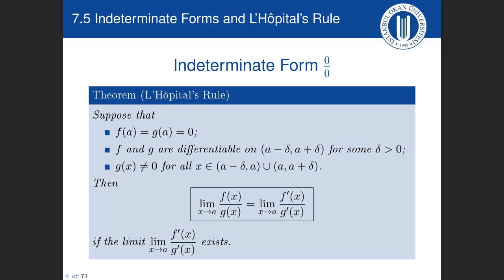Then L'Hopital's rule says that the limit as x tends to a of f of x divided by g of x is equal to the limit as x tends to a of f prime of x divided by g prime of x, if the second limit exists.